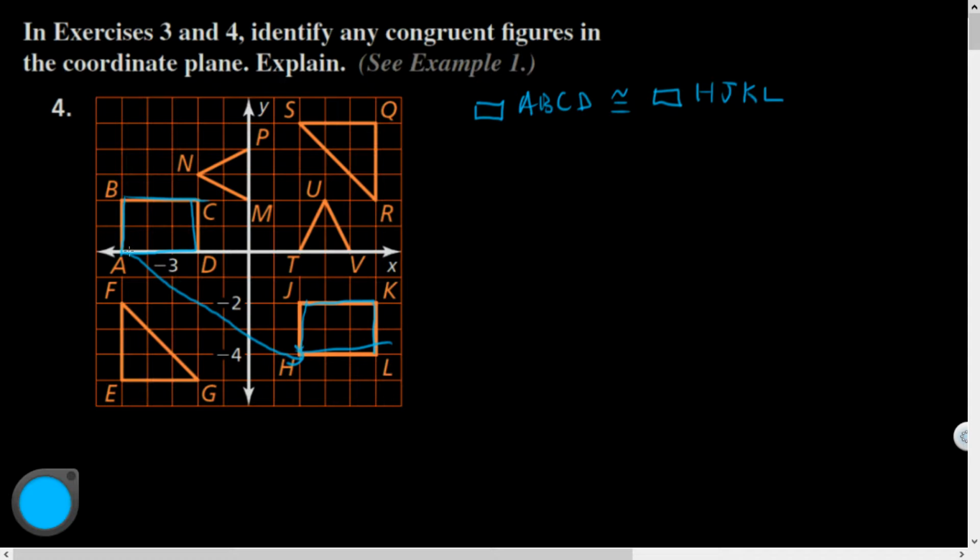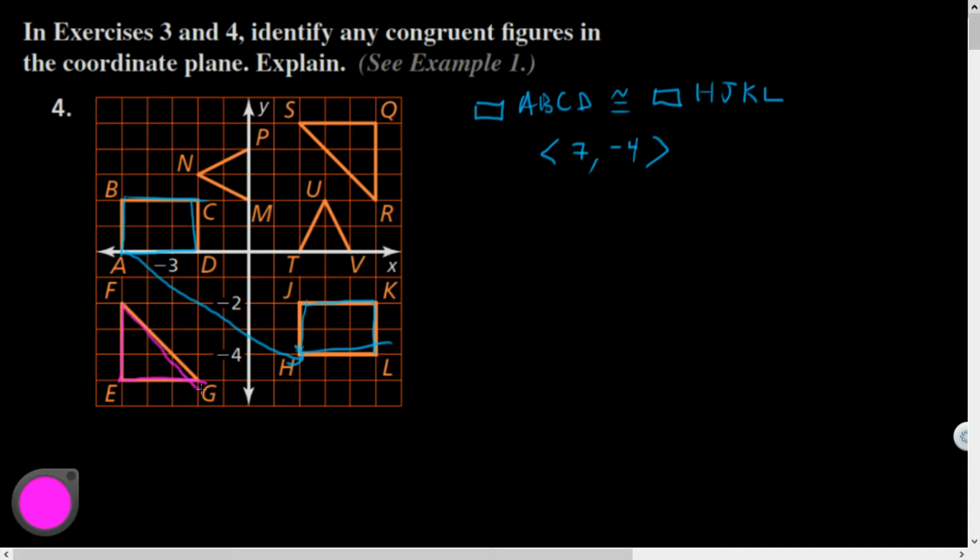This looks like A would have gone over 5, 6, 7. So vector 7, comma, and then it looks like it goes down 1, 2, 3, 4. So that's the vector that would have mapped those two together.